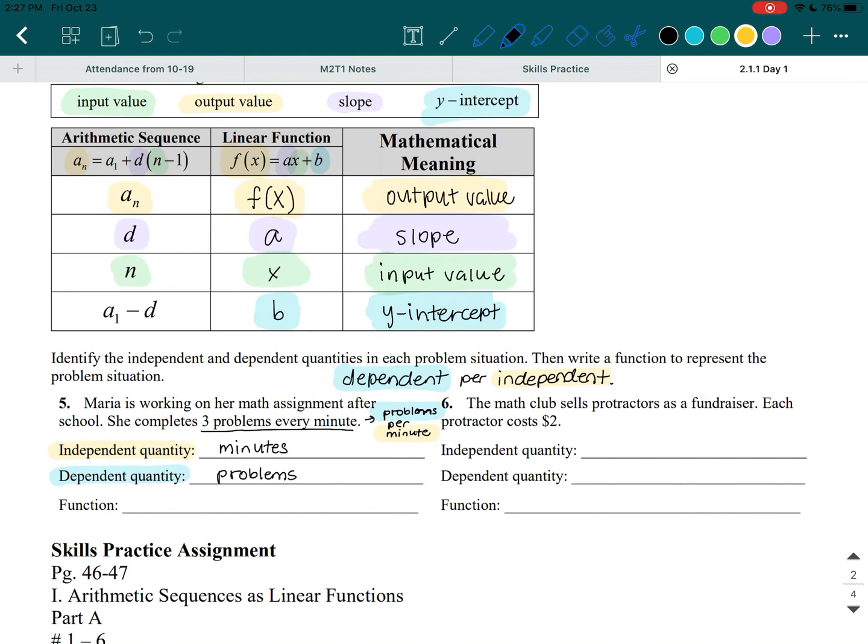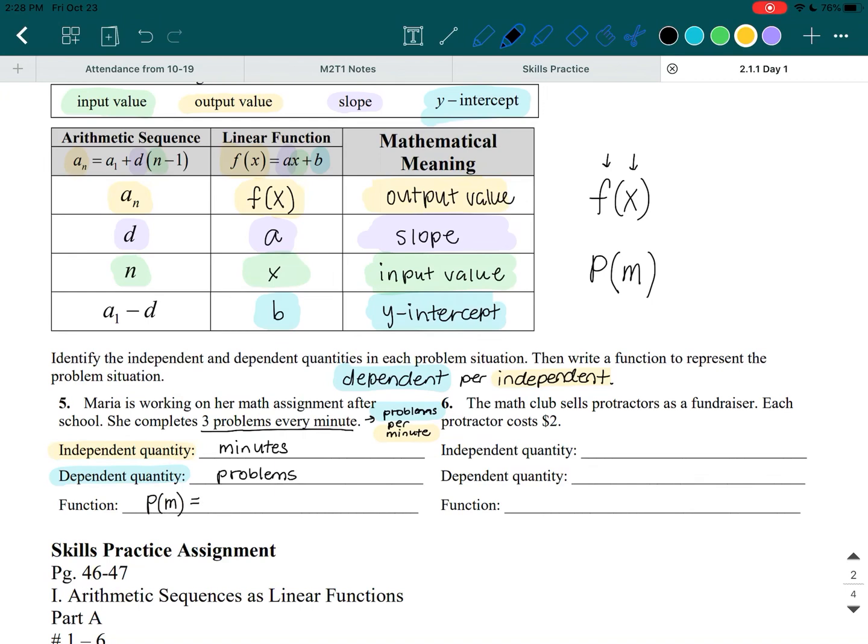Okay? And finally, we can write a function for this. So our most basic functions are written with f of x. F standing for function, that's why we use f, and then x just being our most basic unknown. However, you can use any letters you want. So for me, I'm going to write P for problems per minute. So P of M.